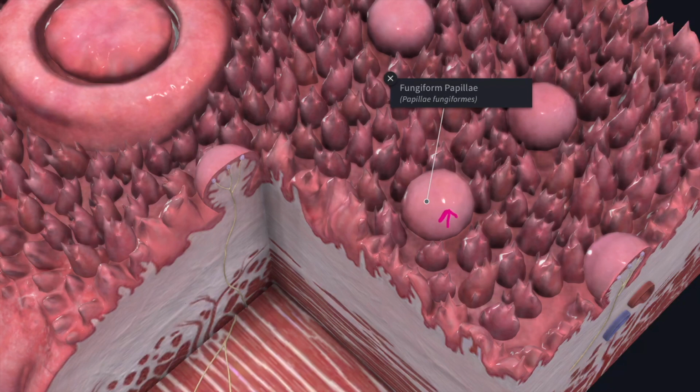So fungiform papillae, which are rounded elevations, are discretely present along the sides and the tip of the tongue. When you take this section, you can see these are the taste buds which are present in the fungiform papillae.